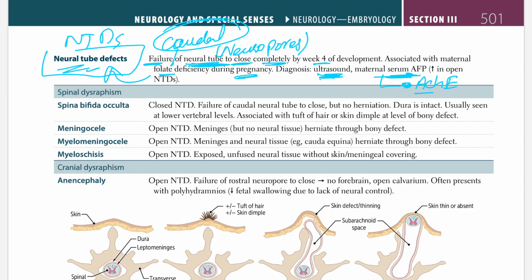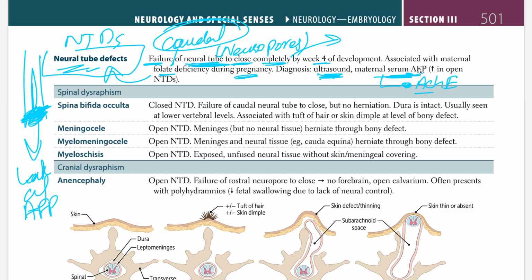Here, let's say this is the spinal cord at the end, at the caudal part, right? And you can't close it. When you can't close it, what's going to happen is you will leak out. There will be leakage of the AFP, which is alpha-fetoprotein, and there will be leakage of AChE. Where? In the amniotic fluid.